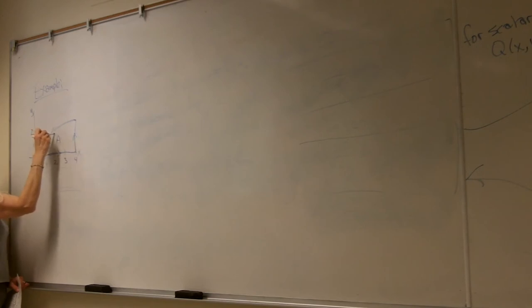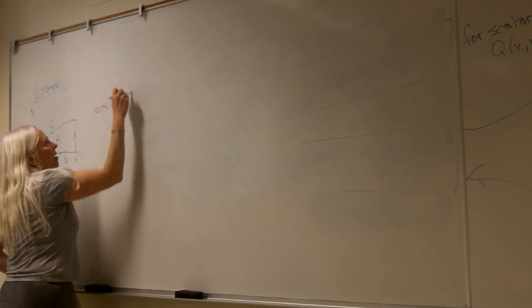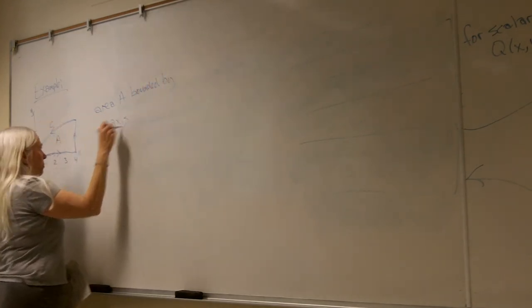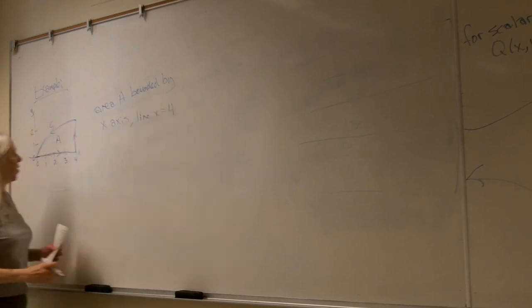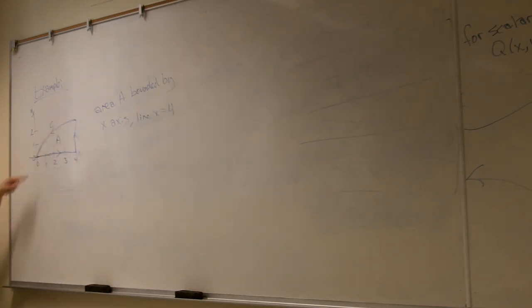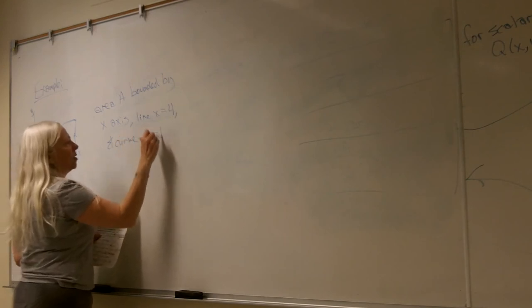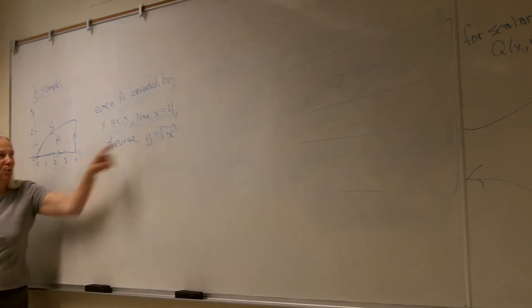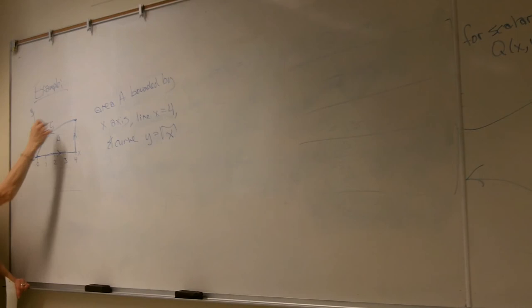We're going to go around it, of course, in the counterclockwise direction to form the curve C. So this area A is bounded by the x-axis on the bottom, the line x equals 4 forming the right-hand edge, and then the top is this curve. The curve is defined by the equation y equals the square root of x. Notice that x equals 4, if I plug that in, gives me y equals 2. So clearly this point right here is on that curve, as is point 0, 0. And that's what the curve looks like in between those.